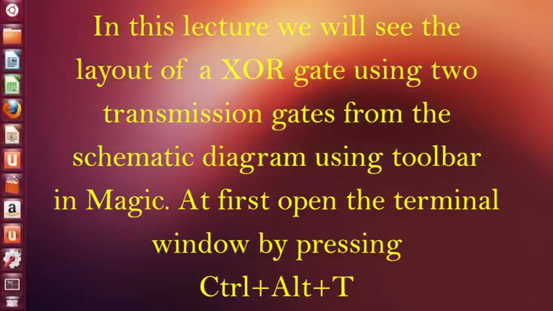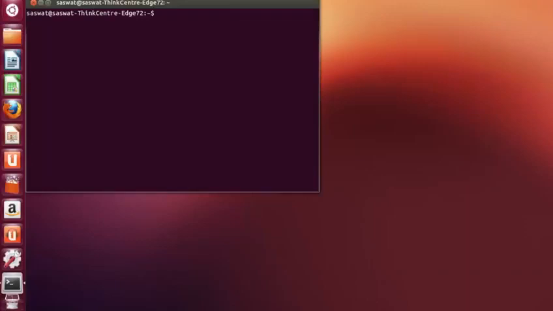In this lecture, we will see the layout of a 2-input XOR gate using 2 transmission gates that is drawn from the transistor schematic by using the toolbar. In order to open the terminal window, press Ctrl Alt and T, then type magic, press enter.